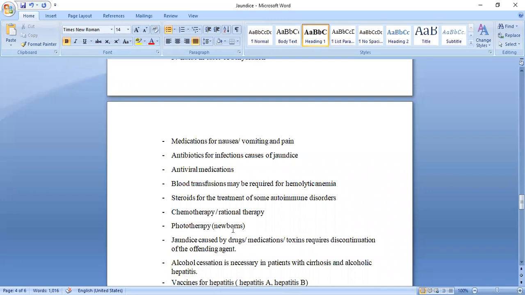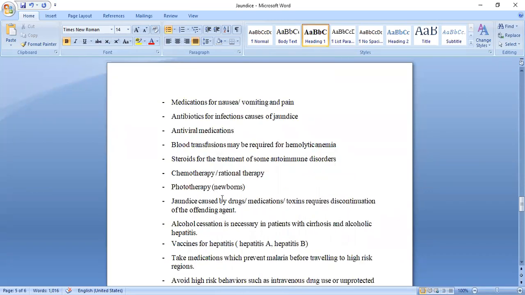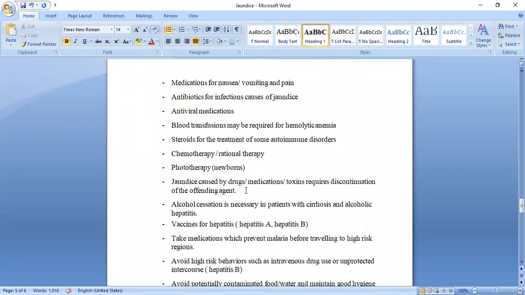Phototherapy in the newborns. The newborn babies we will keep in that box, isn't it? So this is the phototherapy. Jaundice caused by drugs, medications, toxins requires the discontinuation of the offending agents. So avoid that one drug. We have to stop taking that drug, that medication, isn't it?